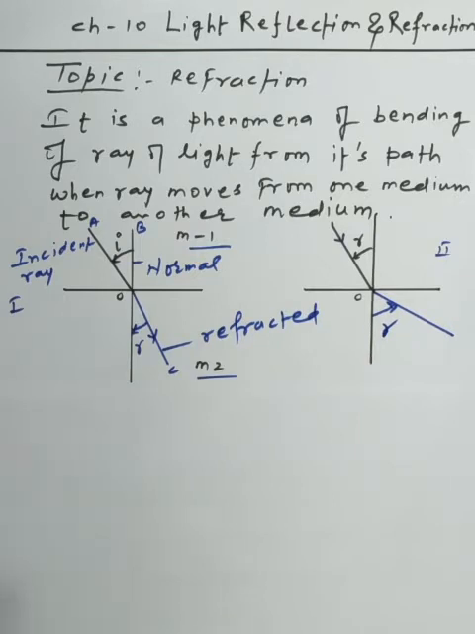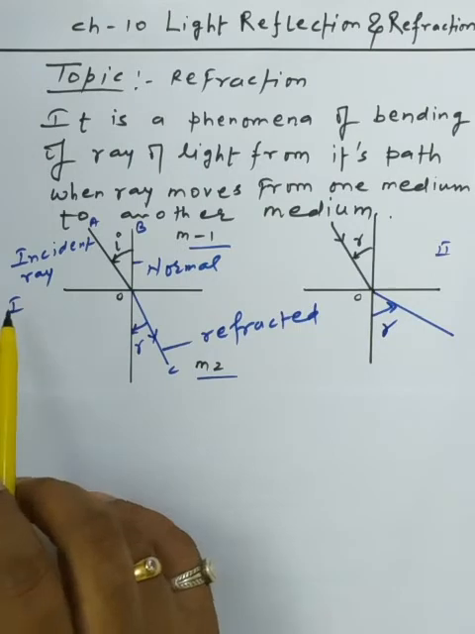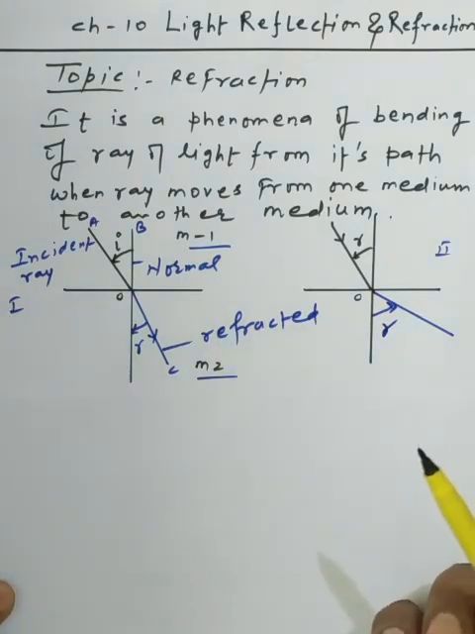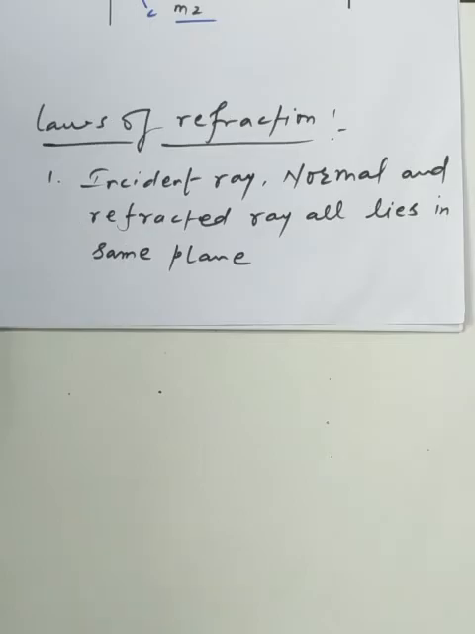And basically there are two laws of refraction. The first law says that the incident ray, normal, and the refracted ray all lie in the same plane. And the second law is called Snell's law, which we have to discuss here. So dear students, we have the first law: the incident ray, normal, and the refracted ray all lie in the same plane. And now we will discuss Snell's law.